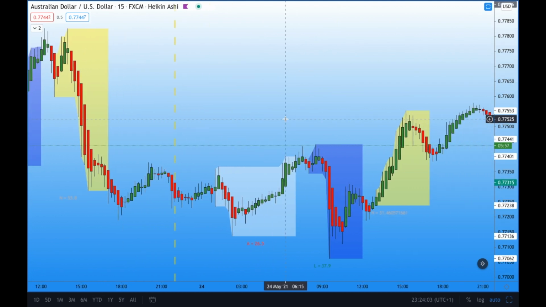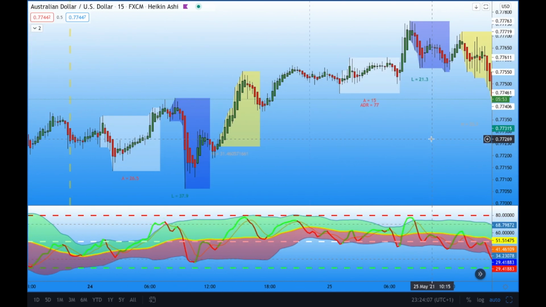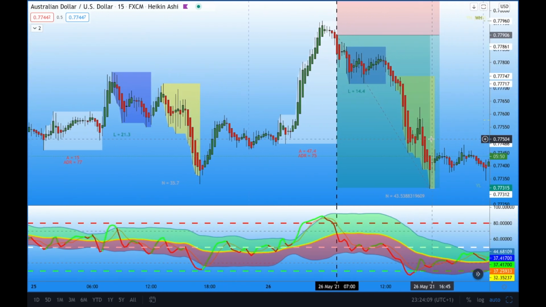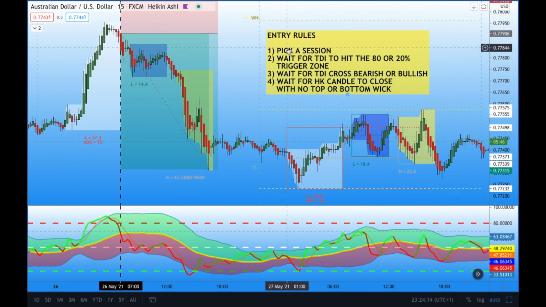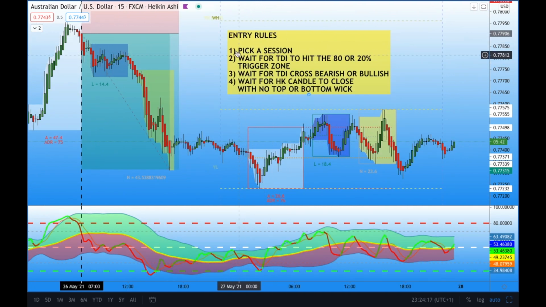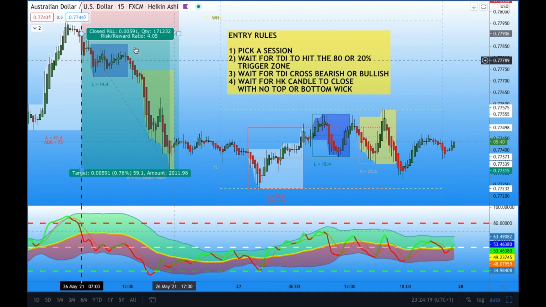But how we're going to be using this today is I'll switch back on my TDI and we'll go over to here. I've already pre-marked out all the wins and the losses just to help us, and I'll give you the rules for entry right here. I've got the entry rules, which is: 1, we're looking to pick a session. So we're looking at Asia, London, or New York, depending on where you are in the world, what works best for you.